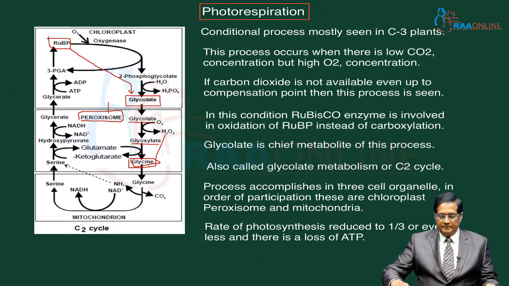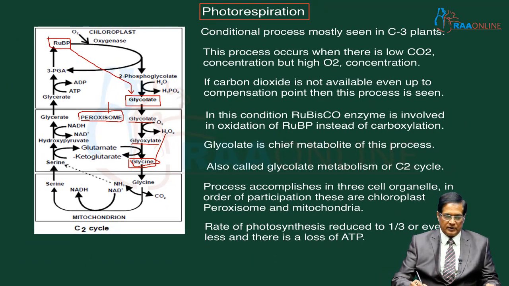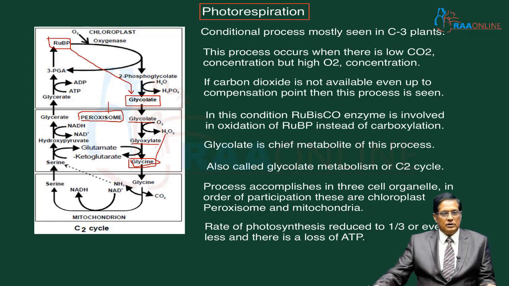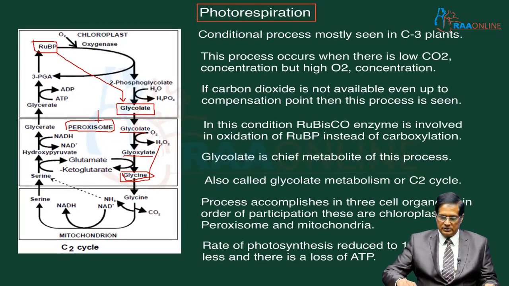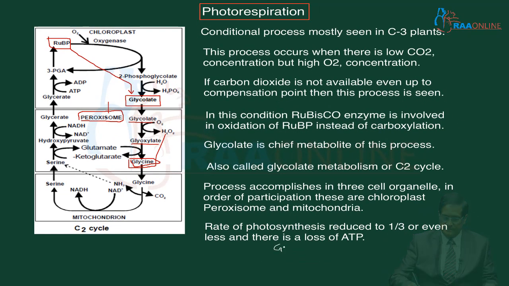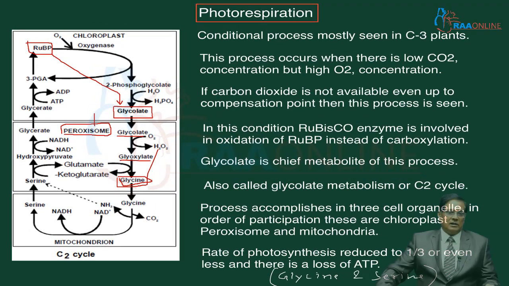So one important thing, during photorespiration, two amino acids are also produced. These are glycine, and the second one is serine. So glycine and serine are also produced during the photorespiration activity. Glycine production is associated with the peroxisome.